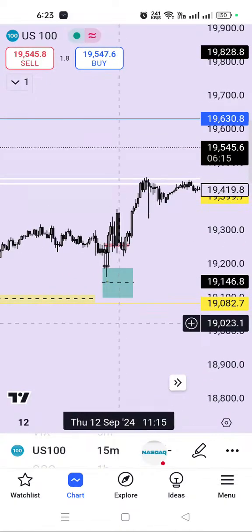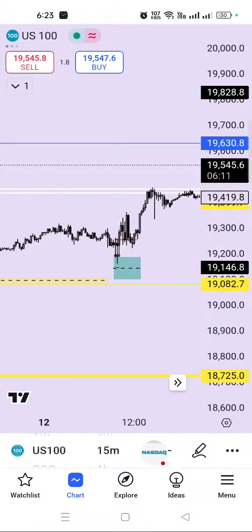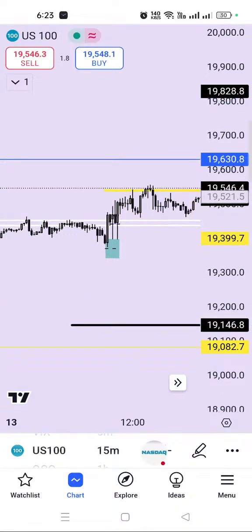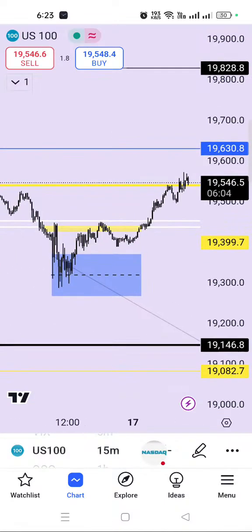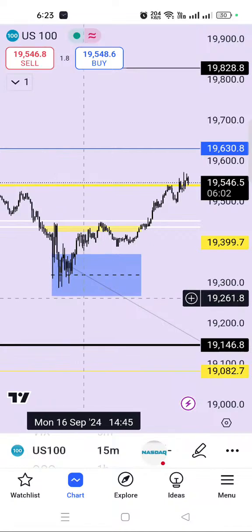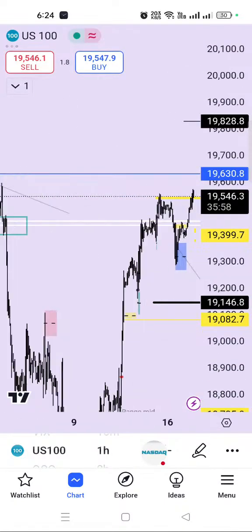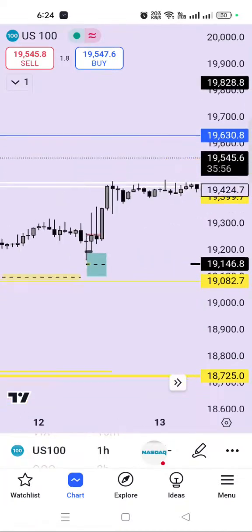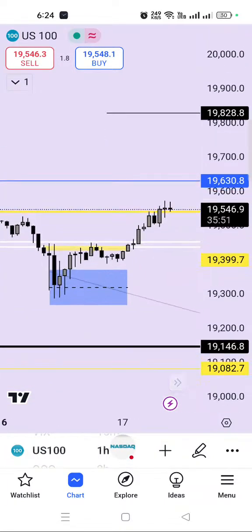Just look at it. This was our criteria on Thursday. Look how perfect it was. And the next one on Friday, and on Monday, each one of them was perfect. Watch how precise this is on a higher time frame. On an hourly time frame: buying zone, buying zone, buying zone, buying zone.